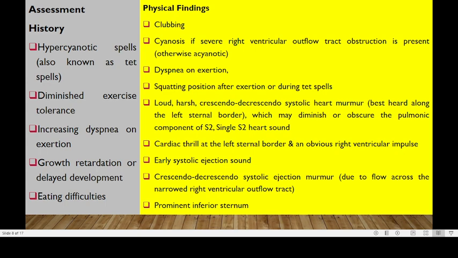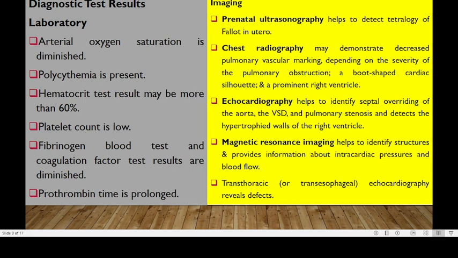We could also have a cardiac thrill at the left sternal border and an obvious right ventricular impulse. Remember, our problem here is the pulmonic stenosis, which will be found on the left, and that's why we are able to get that. We could also have an early systolic ejection sound and the crescendo-decrescendo systolic ejection murmur, and this is due to flow across the narrowed right ventricular outflow tract, and then we have a prominent inferior sternum.